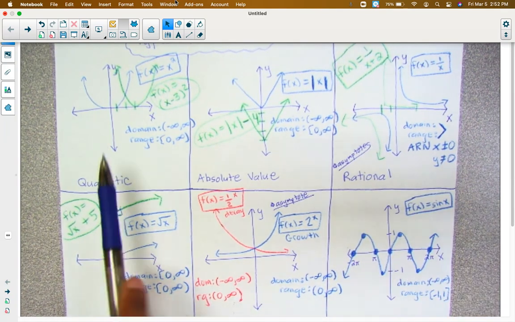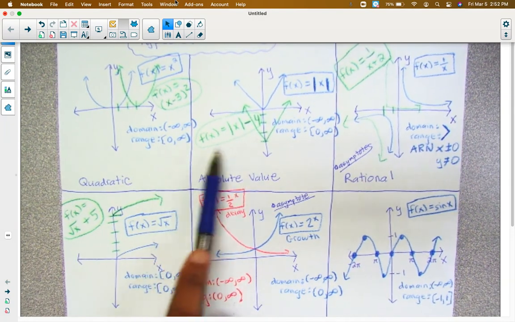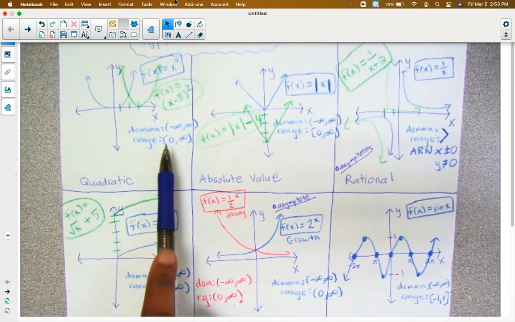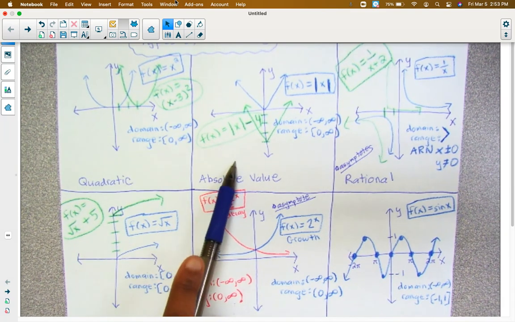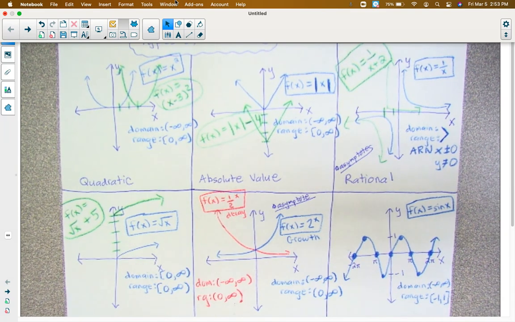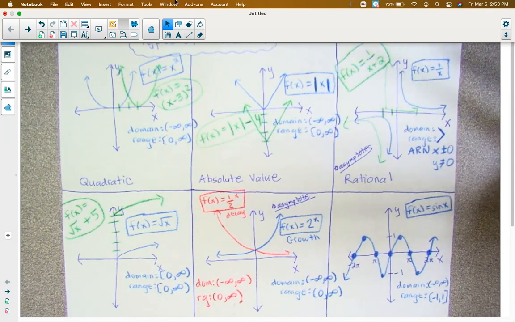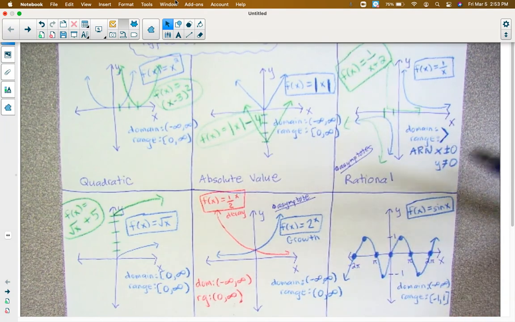Other commonalities, if you look at a quadratic and an absolute value, notice their domain and range is the same. Domain is -infinity to infinity, and the range is 0 to infinity. So quadratic makes a U shape, absolute value makes a V shape. Notice some other things that we have going on here. A lot of them, their domain is from -infinity to infinity. Quadratic has it, absolute value has it, exponential function has it. So a lot of them have the same domain. It's just the range that switches up.